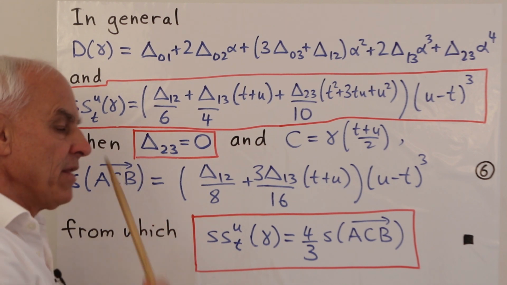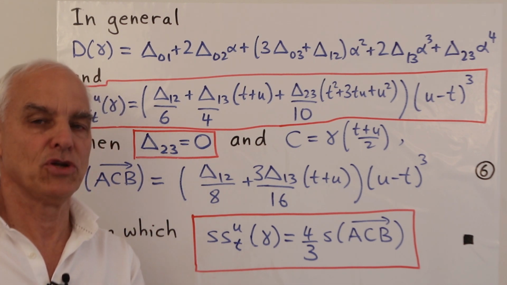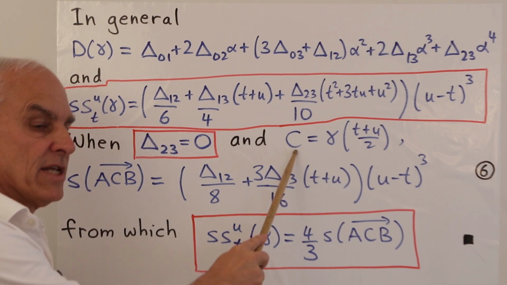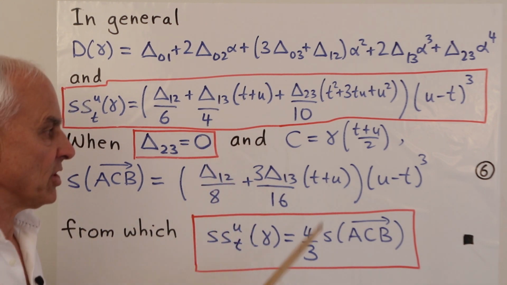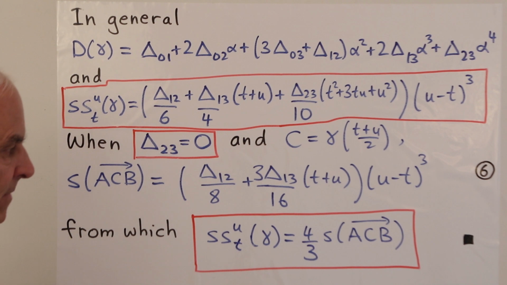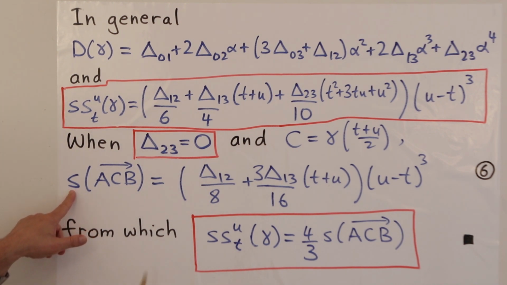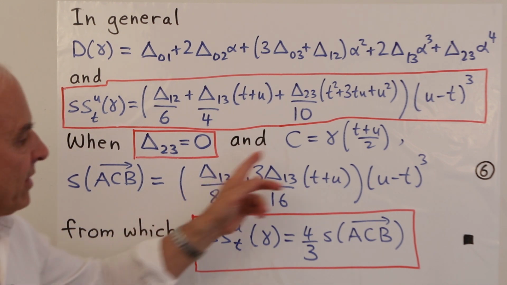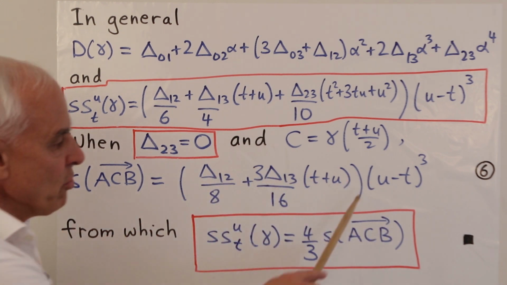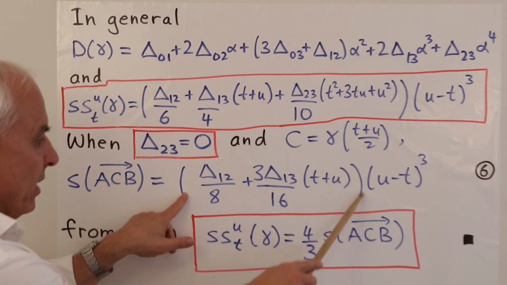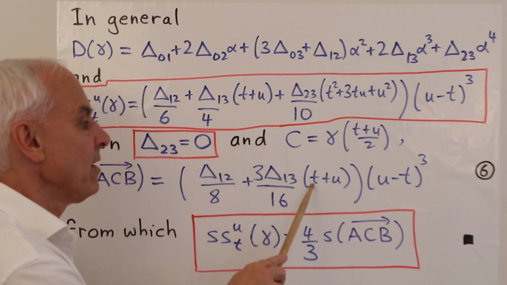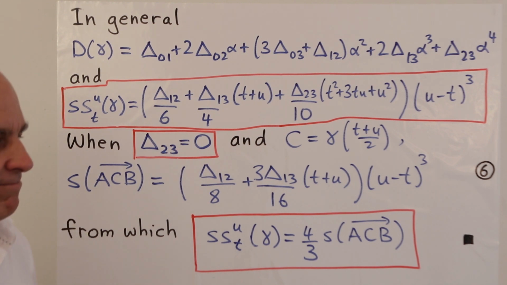Now, when we're in the Archimedean situation, the delta 2,3 equals 0. Then what happens is that, first of all, we can introduce this other point c, which is gamma of t plus u over 2. And we can calculate the signed area of the triangle ACB. Because we have 3 points, we have their coefficients exactly, we can compute the signed area of that triangle. And it turns out that this is the expression that we get. There's a u minus t cubed term as before, and now multiplying that, delta 1,2 over 8 plus 3 delta 1,3 over 16 times t plus u.